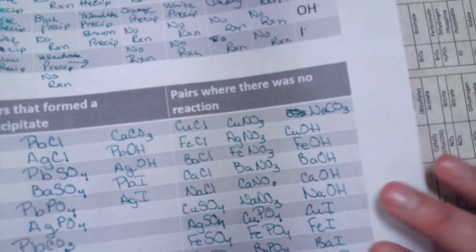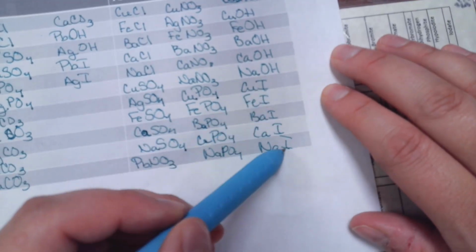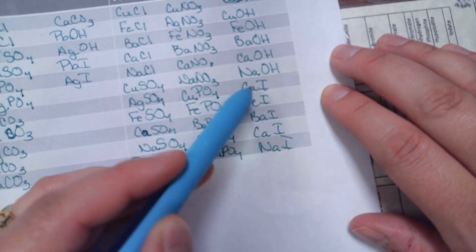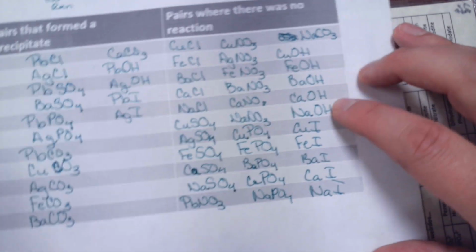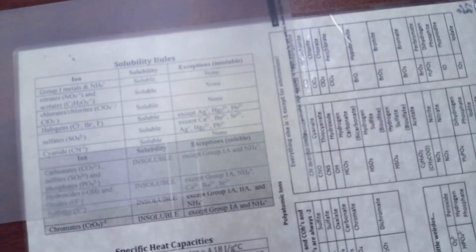Okay, the halogens, that's your iodine and your chlorines, were all very soluble except for the silver and the lead. We didn't actually test mercury with them. Okay, so that actually matches perfectly with what we saw in the lab.